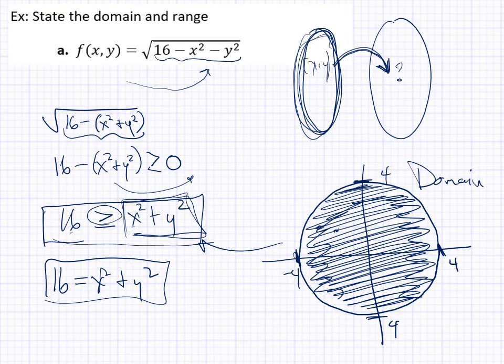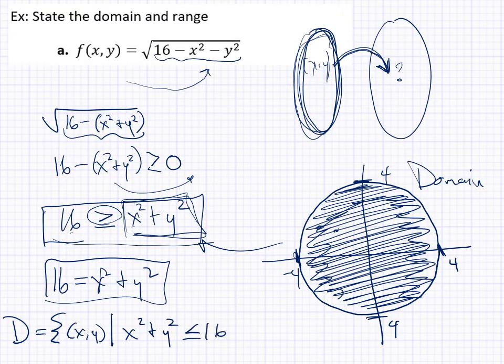So how would I write this down? Well, I would write this down in this way. I would say that the domain is the set of all x's and y's such that x squared plus y squared is less than or equal to 16.